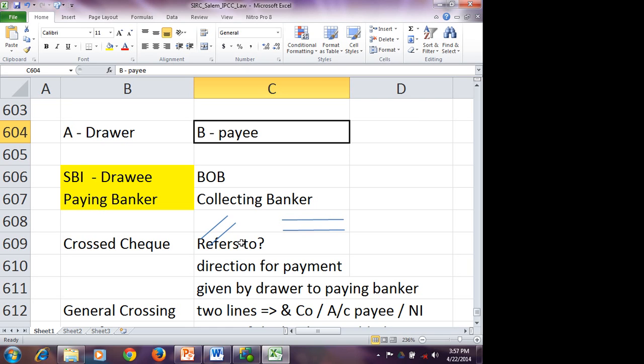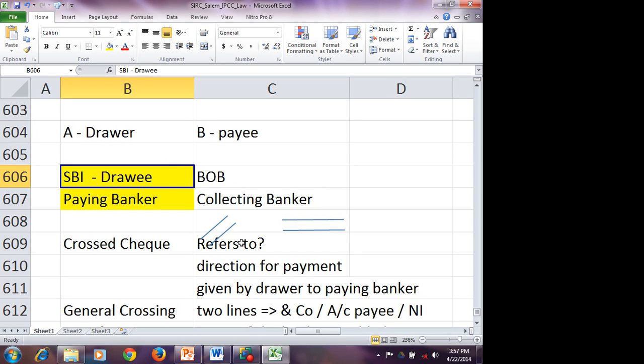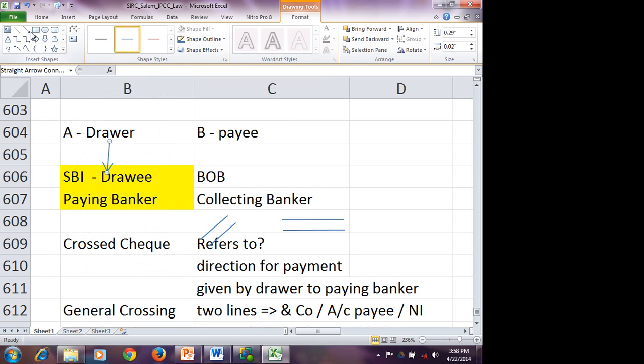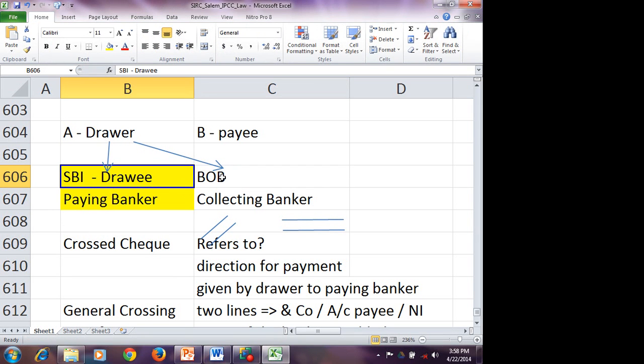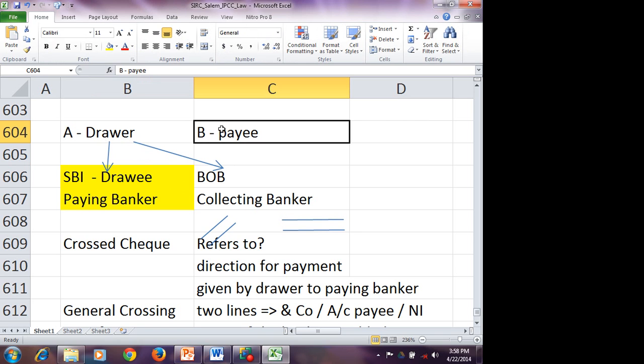What will happen? I put account payee Mr. B. What will happen? It is a direction not only to SBI, it is a direction also to Bank of Baroda. A gives a direction not only to SBI, A gives a direction also to BOB. Direction to SBI is you should make the payment to another banker. Direction to BOB, you should credit these proceeds only to the account of Mr. B and nobody else.